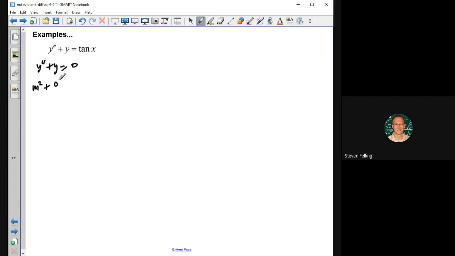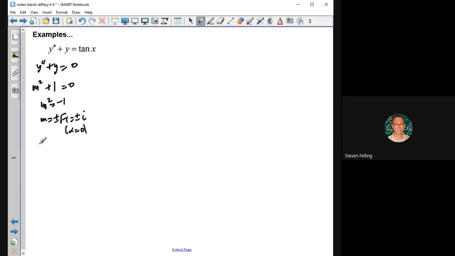That would be 1, but without an m. So 1 times m squared, 1 times just m to the 0, which is 1, equals 0. So we would get m squared equals -1, which ends up being that m is going to be plus or minus the square root of -1, or plus or minus i, right? That means we have a complex root where alpha is 0. So in alpha plus beta i, beta is 1, alpha is 0.